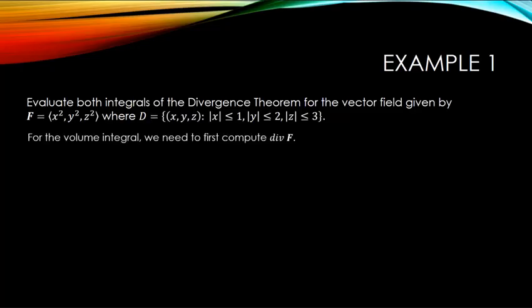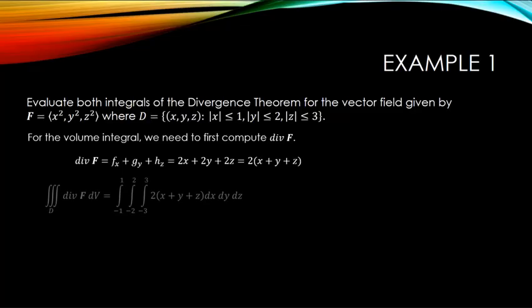I'm going to first compute the volume integral, and to do that, I need to compute the divergence of F. The divergence of F is f sub x plus g sub y plus h sub z. This is equal to 2x plus 2y plus 2z, which I can write as 2 times the quantity x plus y plus z. So that my triple integral over D of the divergence of F dV is equal to the iterated integral from -1 to 1 of the integral from -2 to 2 of the integral from -3 to 3 of 2 times the quantity x plus y plus z dx dy dz.